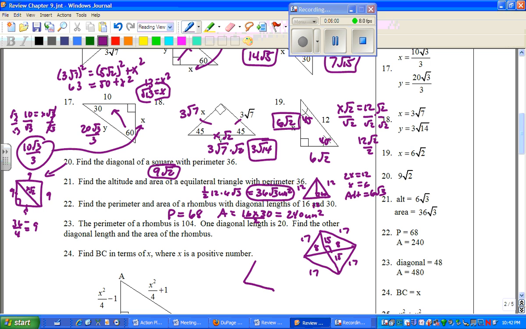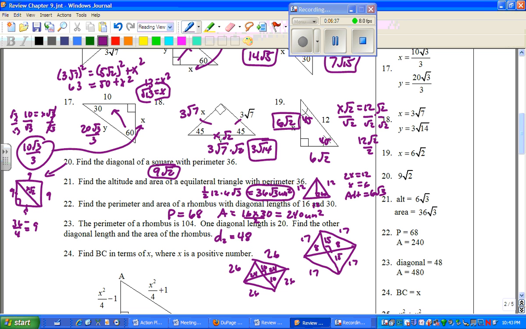The perimeter of the rhombus is 104. So another perimeter of a rhombus idea here. The perimeter is 104, so you can take 104 and divide it by 4, and you're left with 26 for each side. One diagonal length is 20, so it's 10 and 10. Alright, so this is a 5, 12, 13 multiplied by 2. So then the other diagonal, this piece is 24 and 24. So the second diagonal is 48, because that's 24 times 2.